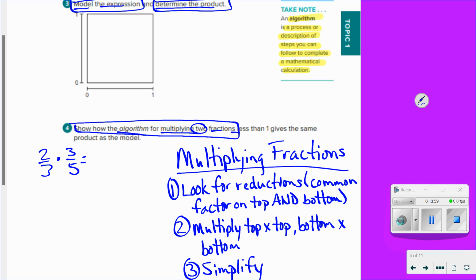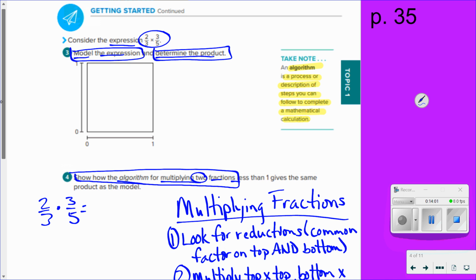Okay, so let's talk about the model first. So we needed to do 2/3 by 3/5. So which one's the length, which one's the width? 2/3 or the 3/5? 3/5? Okay. Does it really matter? No. Miss Einhorn, is that the way you would have done it? Me neither. I would have gone length width because that's the formula. But it really doesn't matter.